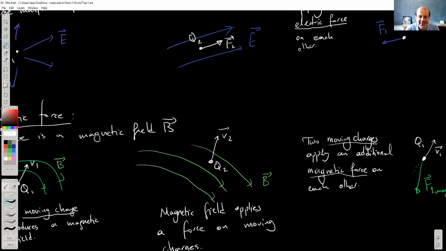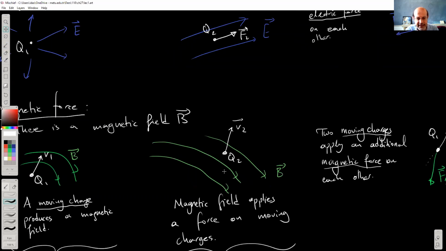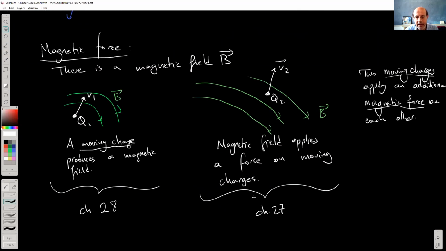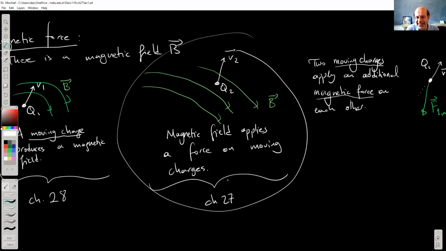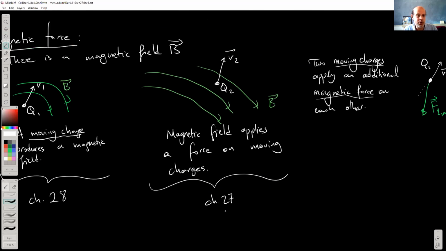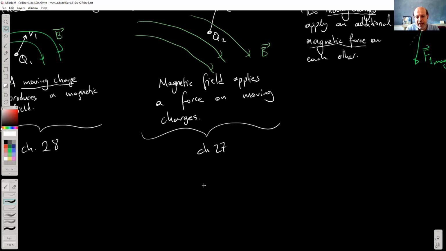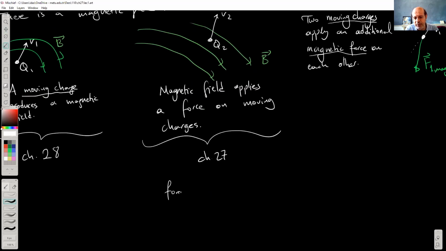All right, so that's a very long introduction, but I think this is necessary, right? So in this chapter, in this week, there are these two aspects. I can talk about the force on a single moving charge, or I can talk about the force on a current carrying wire.